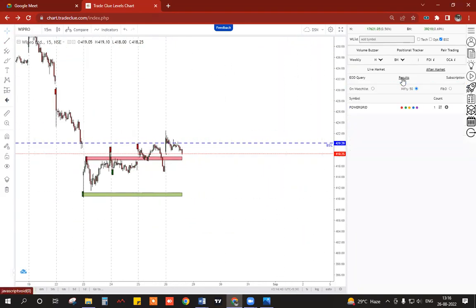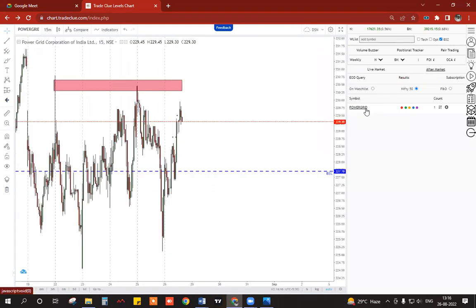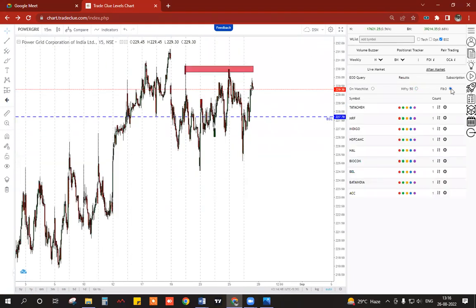Okay. So in the results, once I check, one is Power Grid. I got one stock as Power Grid, and the other stock is Start.